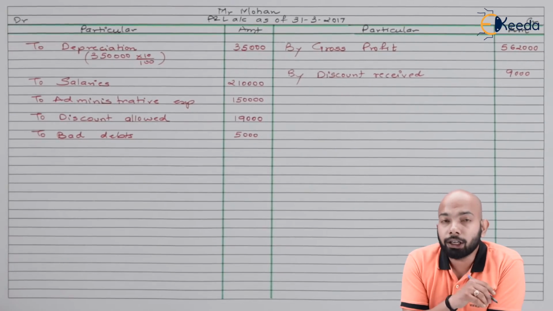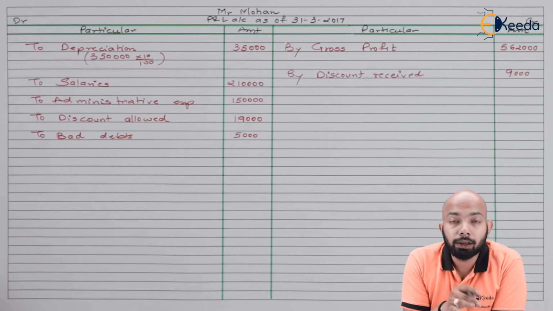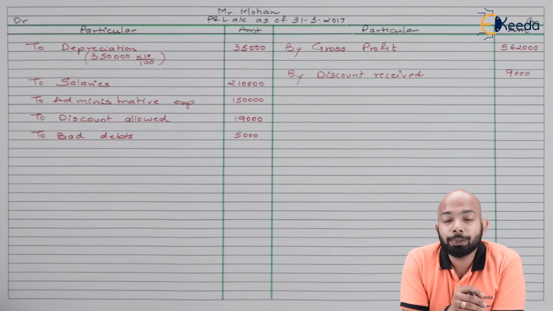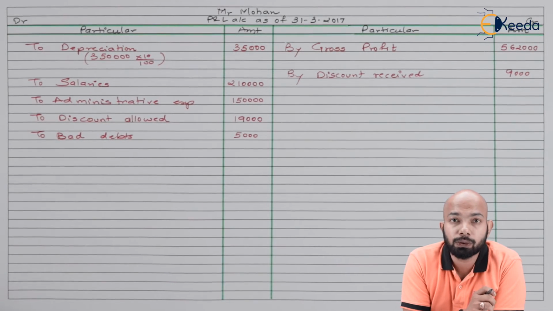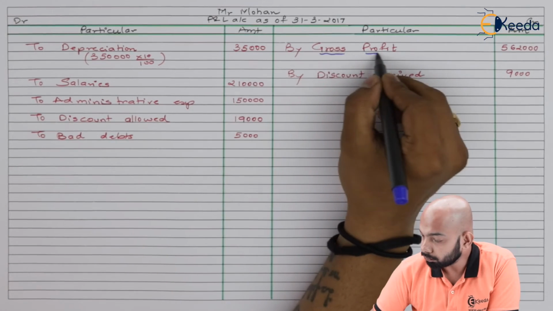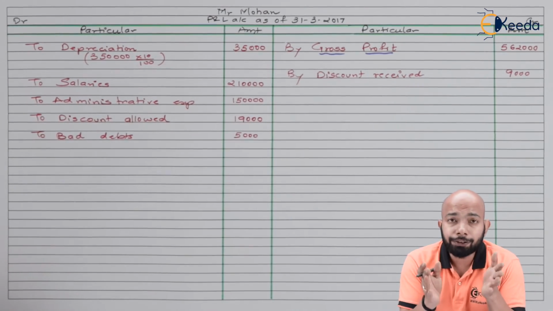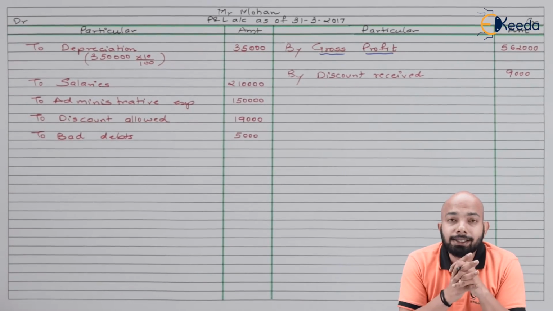So we've prepared the profit and loss account also for Mr. Mohan. Now, this is as per 31st of March 2017. The first thing that we have taken into consideration is the gross profit, which is 5,62,000. Now, after this, we'll move on to the expense side first.